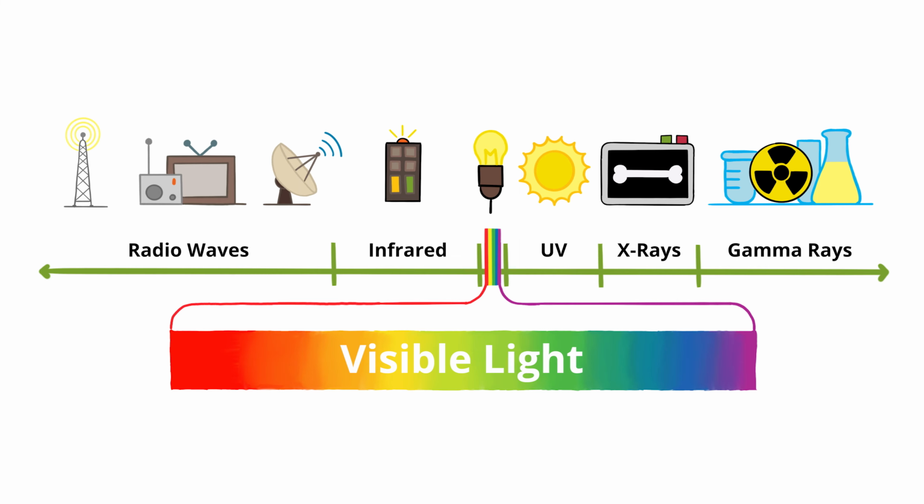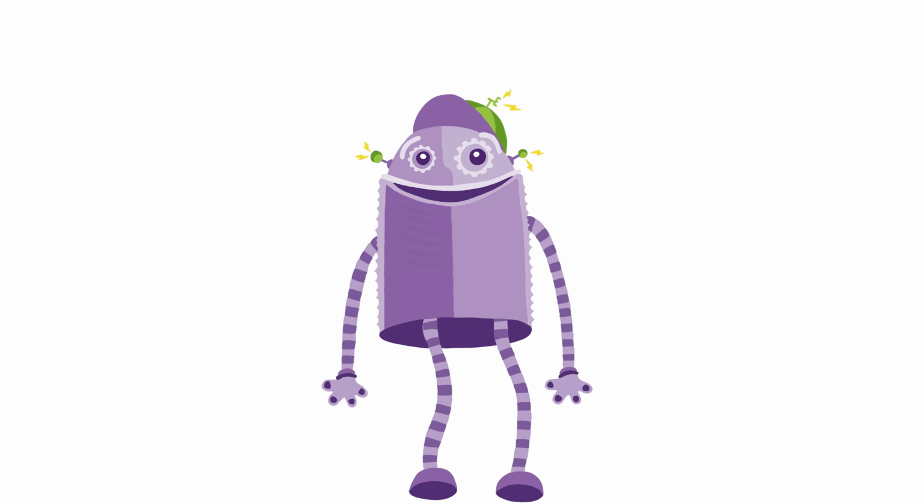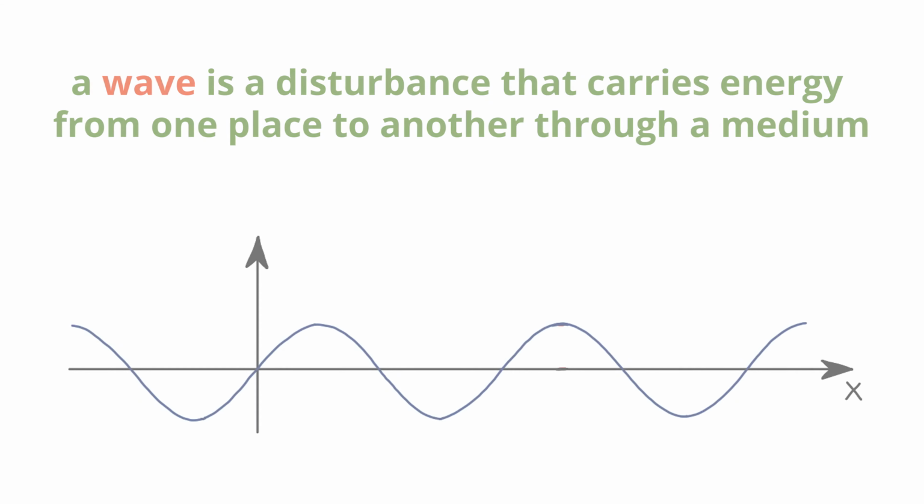Today, we're going to learn about the electromagnetic spectrum. Before we introduce the electromagnetic spectrum and the different types of waves in it, let's do a quick recap on what waves are. A wave is a disturbance that carries energy from one place to another through a medium. The equation for the speed of a wave is defined as v is equal to lambda times f, where v is the speed of a wave, lambda is the wavelength, and f is the frequency.